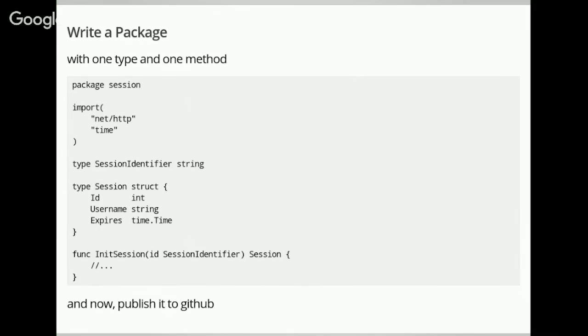So let's write a package, a simple one with one type, one method. The type we're going to define is session identifier, and it's going to be a string-based one. Then we're going to define the session itself, which has an ID, username, and it expires at some point in the future. Again, we imported another package from the standard library called time, and we're going to say that expires is of type time.Time. That represents a time. Well, then we have one function called init session. It takes a session identifier, it returns a session. However it is implemented is not relevant. It's just to get you an idea of how a package is written.